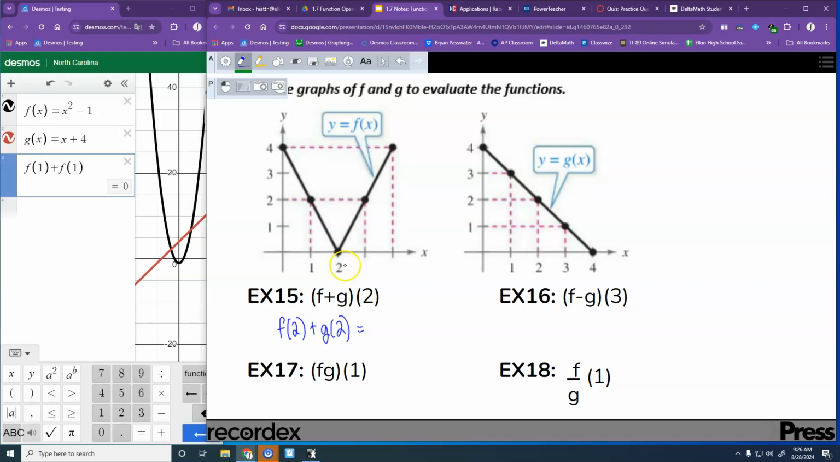What do you think, Jonas? It is 0, because right here where your x-coordinate is 2, the y-coordinate is 0. And then, Maya, what are we going to get for g of 2? 2. So it'll be 0 plus 2. We'll get 2 for that.